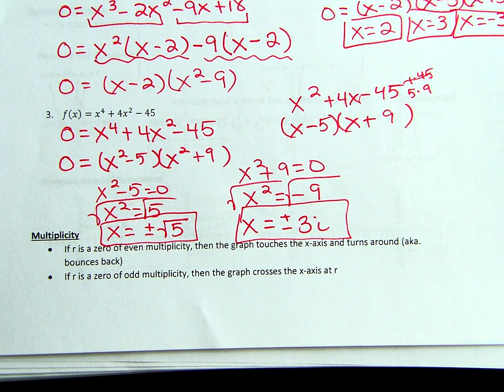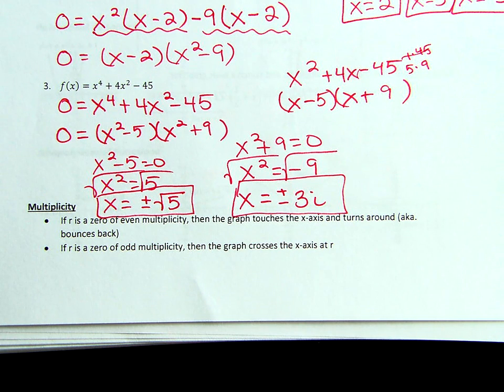Okay. We kind of already had a preview for the next bit. I forgot that it showed up in 4.1. I thought it only showed up in 4.2. But multiplicity is what we were talking about earlier for how many times we get a certain answer. So it says if R is a zero of even multiplicity, then the graph touches the x-axis and turns around, aka it bounces back. So you don't actually go through at that zero, you touch it and come back. If R is a zero of odd multiplicity, then the graph crosses the x-axis at R.